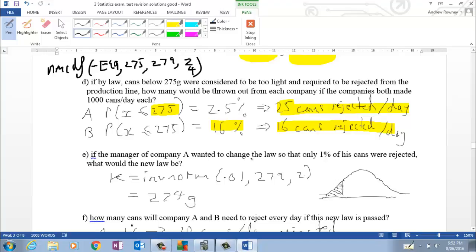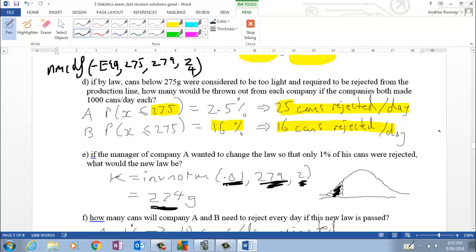Part E, the manager of Company A wanted to change the law so that 1% were rejected. So to reject 1%, that's this rejection region, we're going to do the inverse norm with the probability and the mean and the standard deviation, and you'll get that 274 is the cutoff. So if he wanted to change the law, he would have to move it down to 274 grams.